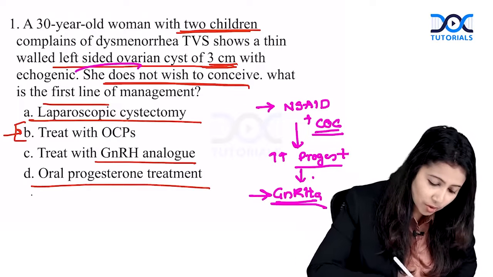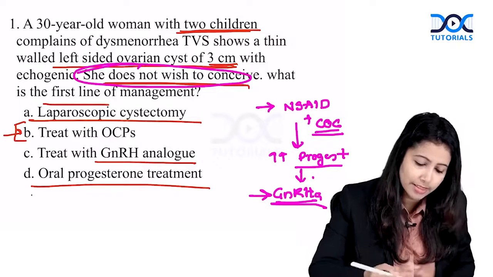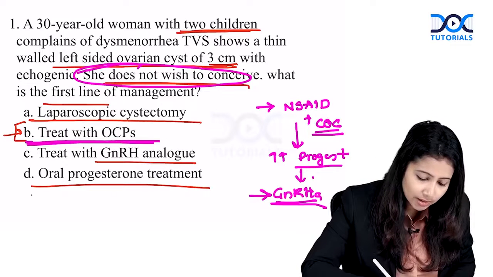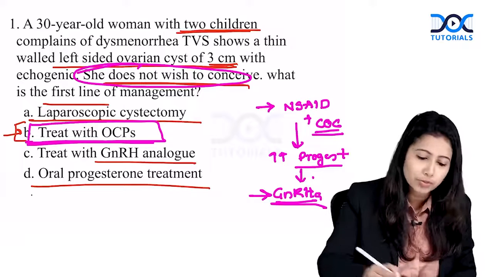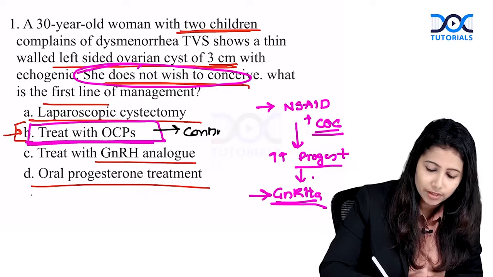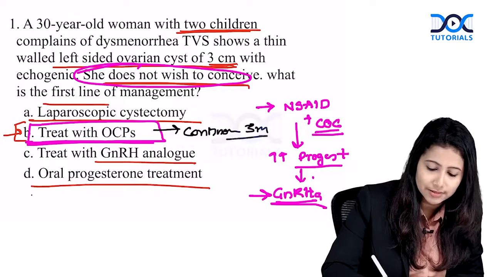Here, even though she does not want to conceive, which is the better medical treatment? Is it progesterone? Is it OC pills? Here, treat her with OC pills. How will you give the OC pills? You are going to give the pills continuously for a period of 3 months.